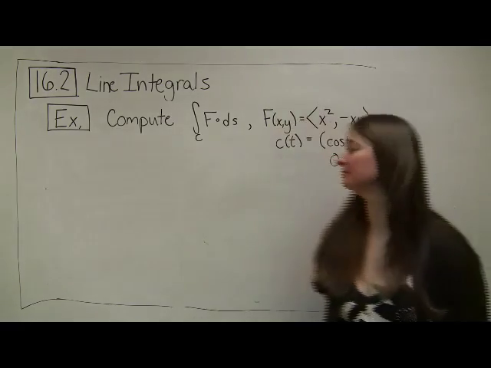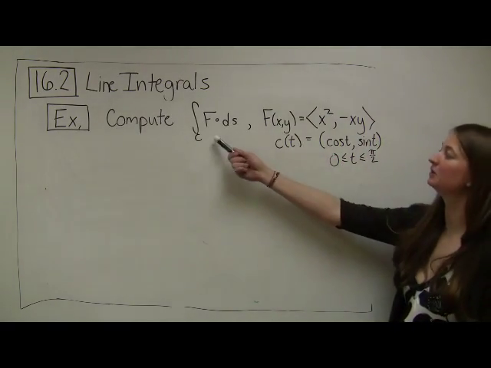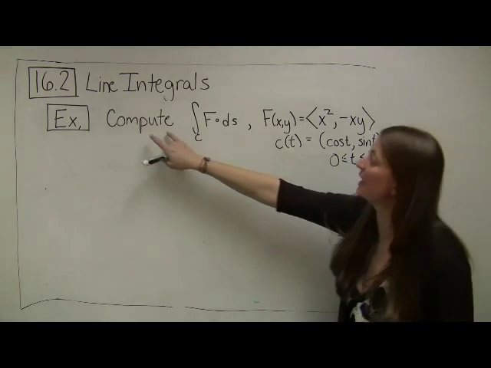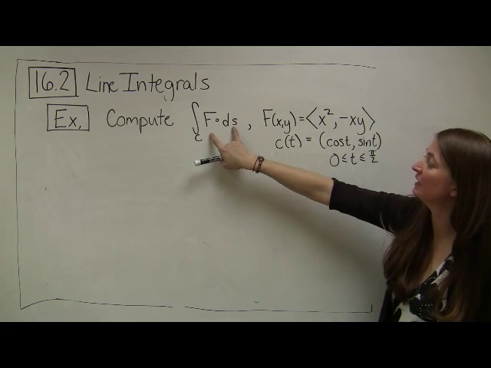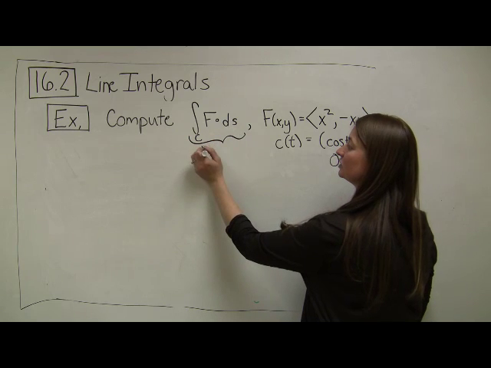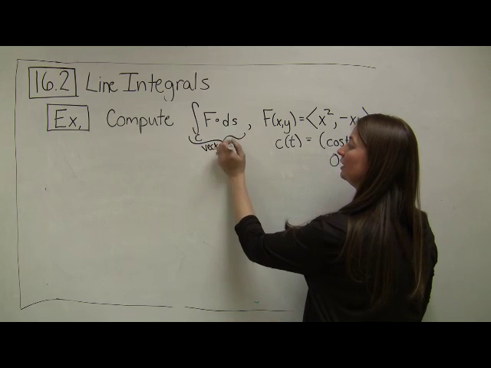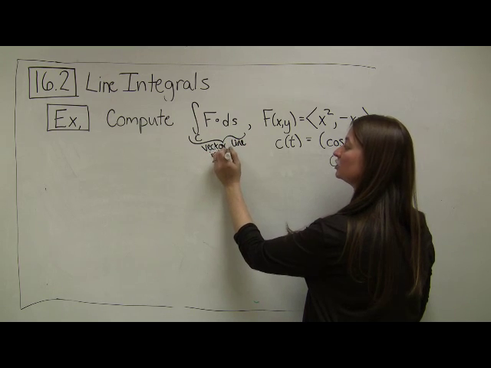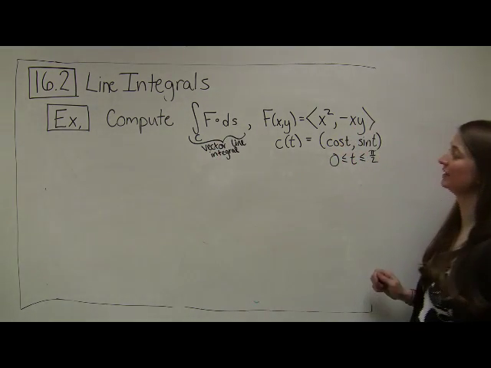So before I get too far ahead of myself, let's go ahead and compute an example of a vector line integral. So this asks me to compute this. This whole notation is asking me to compute the vector line integral. I don't want this notation to be confusing. It's sort of a generic way of saying the vector line integral.